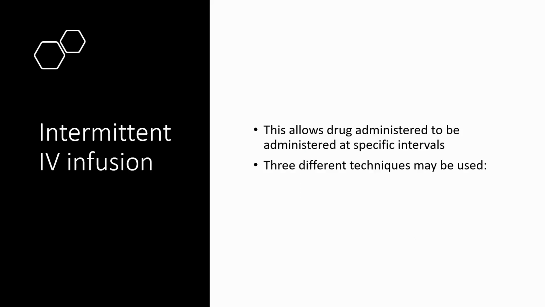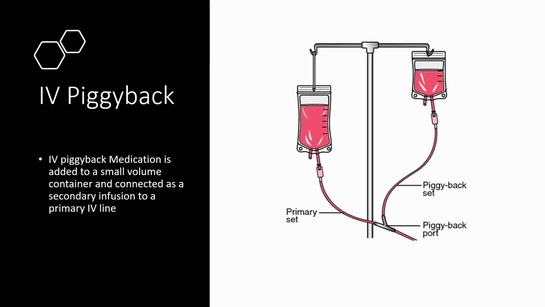Next is intermittent IV infusion. This allows drugs to be administered at specific intervals. Three different techniques may be used. So in intermittent IV infusion, it's similar to IV infusion. However, there are breaks, or periods of time in which you're not infusing the drug. So it's similar to IV bolus, in which you're going to give it at one time, but in this case, you're going to give it over a smaller period of time compared to IV infusion.